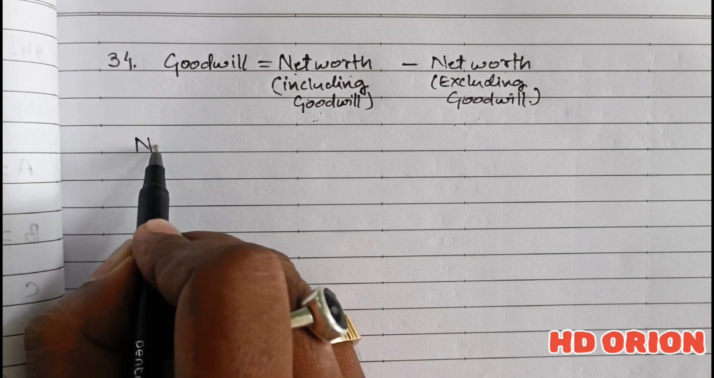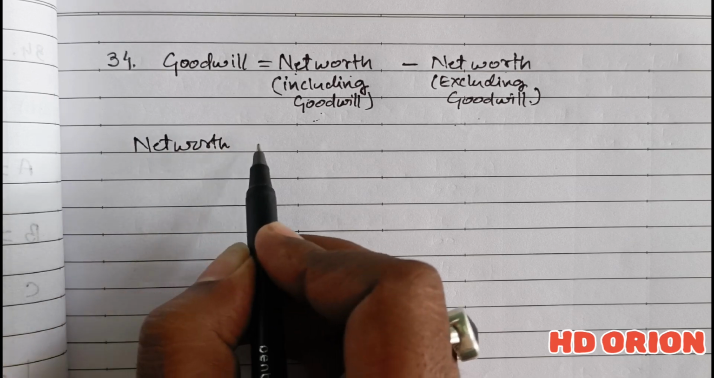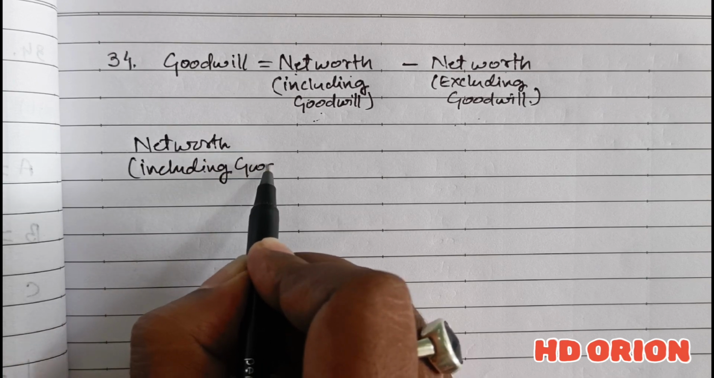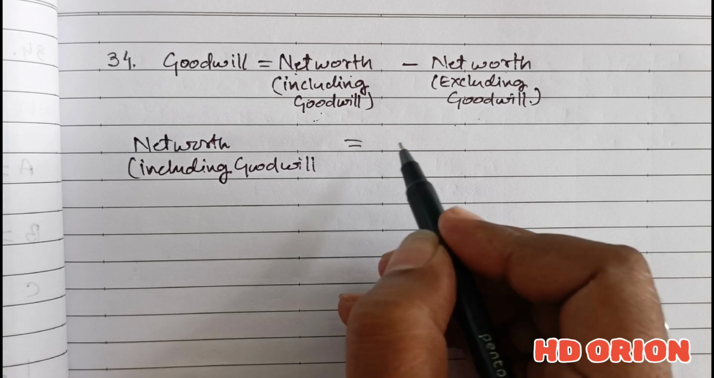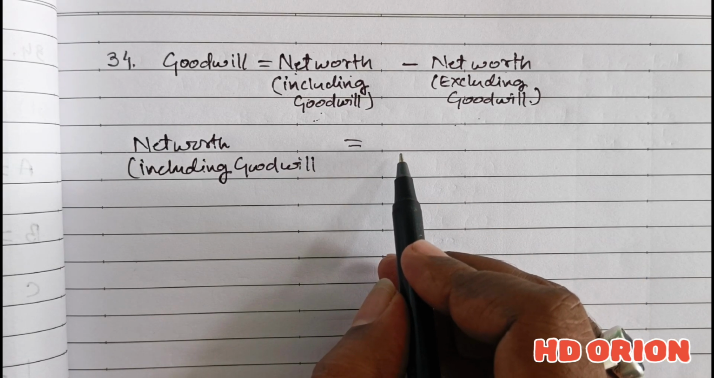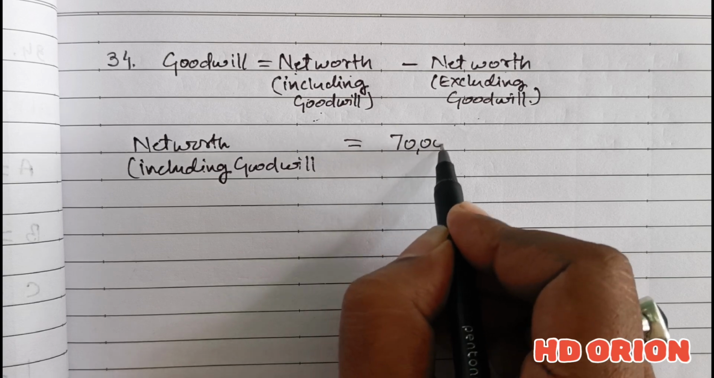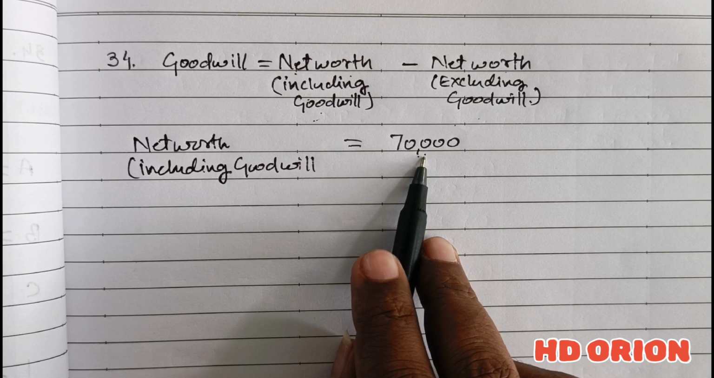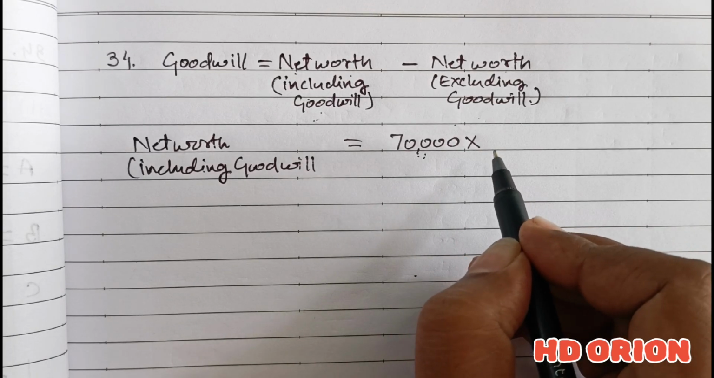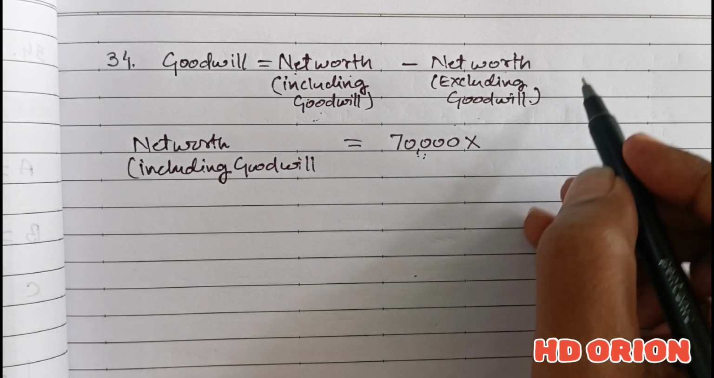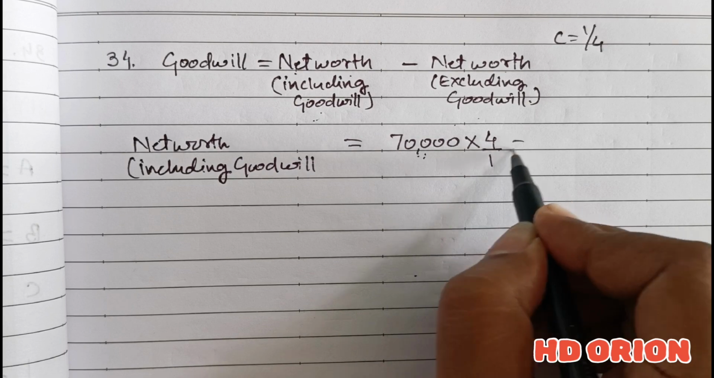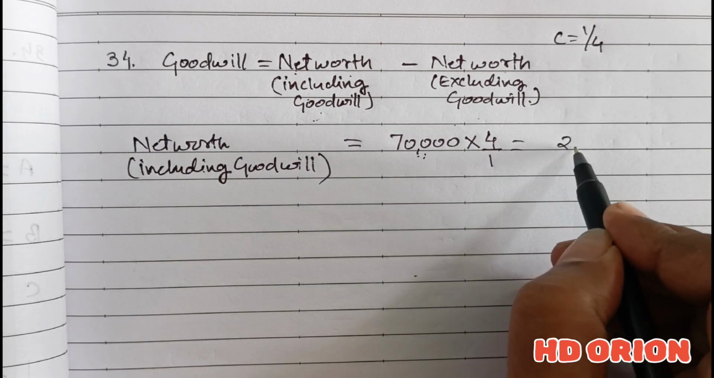So, net worth including goodwill is equal to new partner's capital, reciprocated by his share. Here the new partner is C and C is bringing 70,000 rupees as capital. So based on C's capital, what should be the total capital of the firm? In order to find that, we have to reciprocate the profit sharing ratio of C. C's profit sharing ratio is 1/4. So we will reverse it, 4/1. So net worth including goodwill is how much? Rupees 2,80,000.